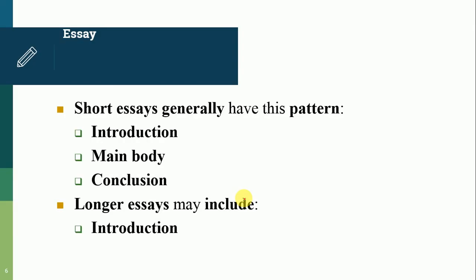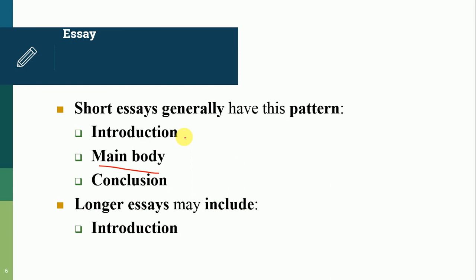Shorter essays generally have this pattern. First, an introduction; second, a body; and third, a conclusion. We will study this later, but I just want to give you a quick preview. The introduction introduces a topic. It's the first paragraph. It depends upon the complexity of the topic. If the topic is very complex, the introduction can be 2-3 paragraphs. If it is not very complex, it can be one paragraph.